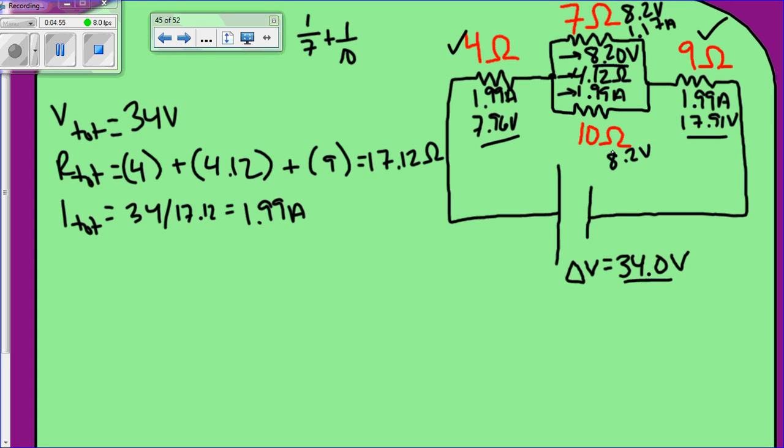And down here, my 8.2 volts divided by my 10 ohms is going to give me 0.82 amps. And if I did that correctly, the amps on the top and the amps on the bottom should add together to be what my total amps is, which is 1.99. And if I do, you can see that it does. It does add up to be pretty darn close to 1.99. This concludes this video lesson on this example.